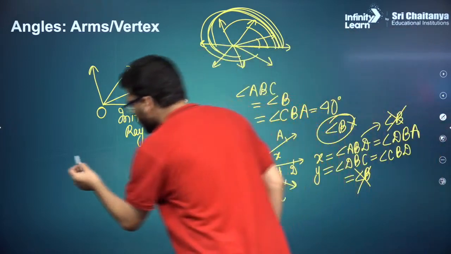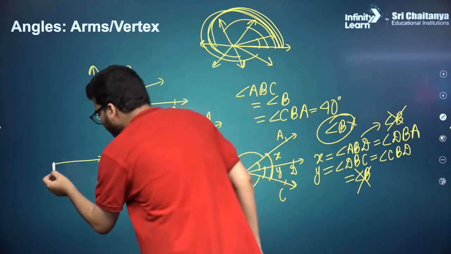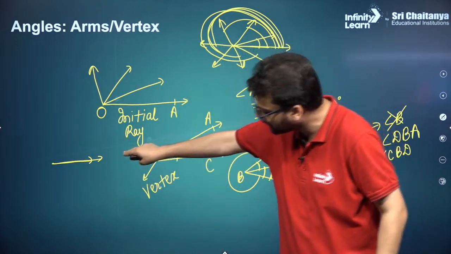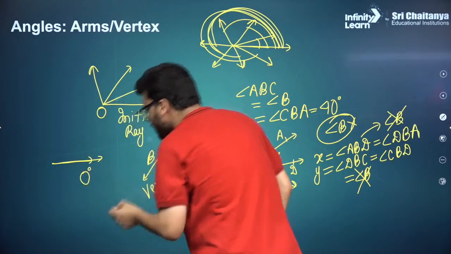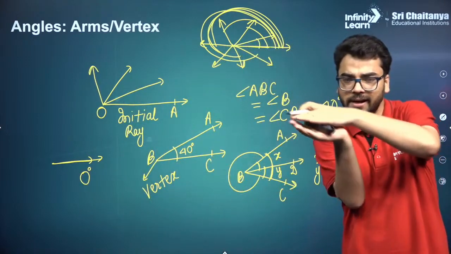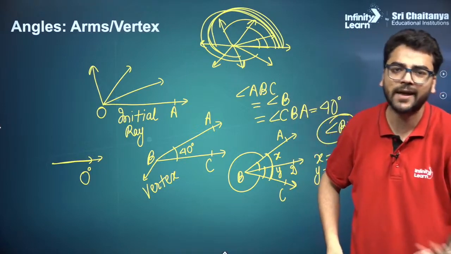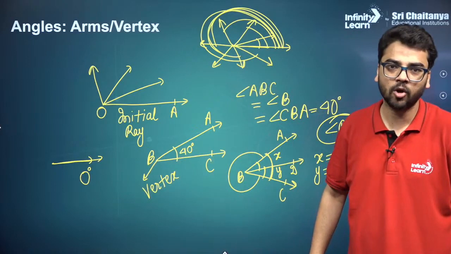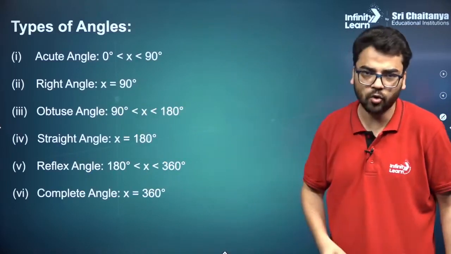For example, just understand this logic. If you have got this initial ray over here and the other ray is standing on that ray only, then this angle will be 0 degree, because there is no relative gap between the two rays. So that is basically 0 degree over here, right? So we will understand the types of angles over here.